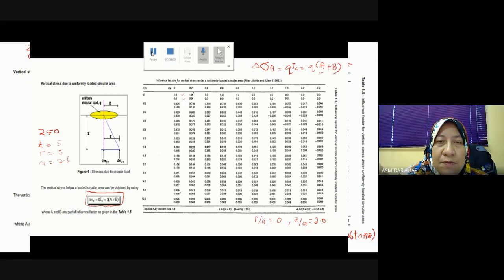So what we do now, referring to the table, of course we refer to R over A 0 and then Z over A is equal to 2. So your value will be here. What I do in the example is Q takes the load value. For A, I take the upper value, which is 0.106, and for B I take the value below, 0.179.